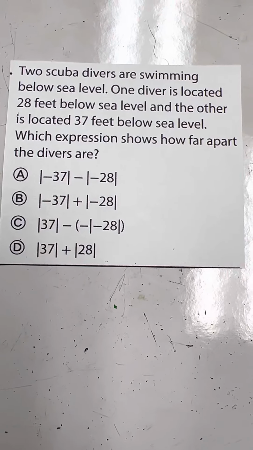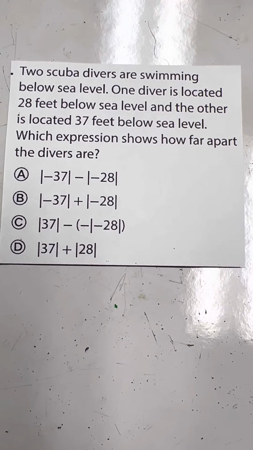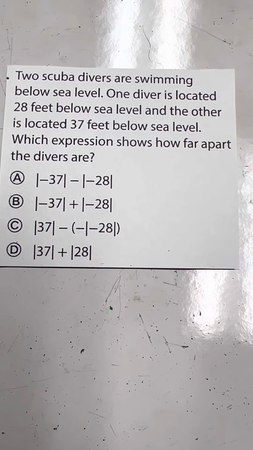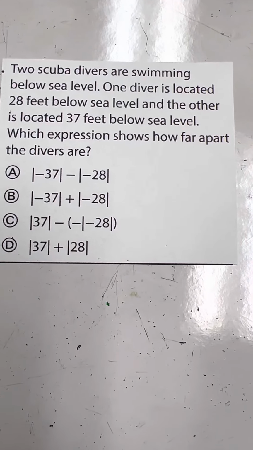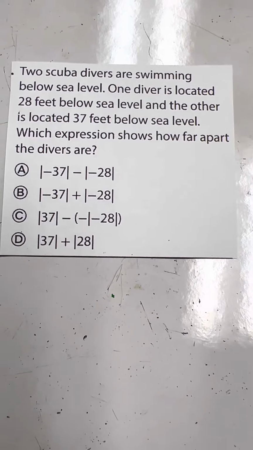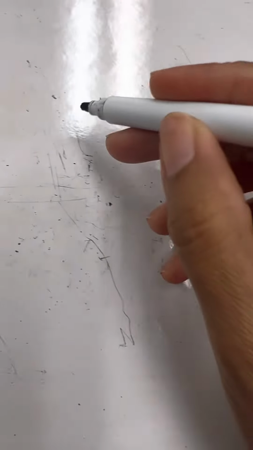Okay, this question is for the concept of integers. So every time you see something that refers to below or above sea level, think of integers. To tackle this question, I teach my students to first draw a picture. In the picture, we're going to draw a line that represents sea level.